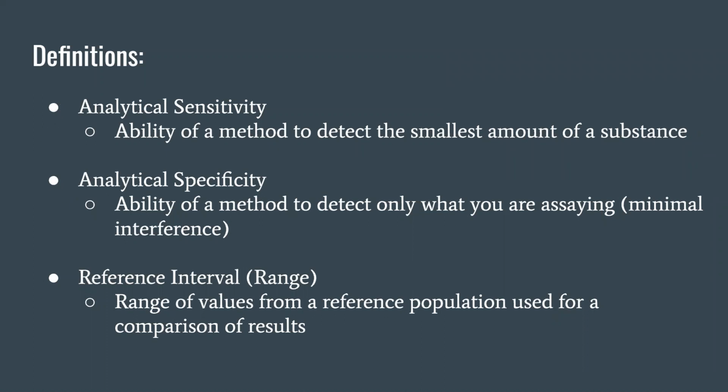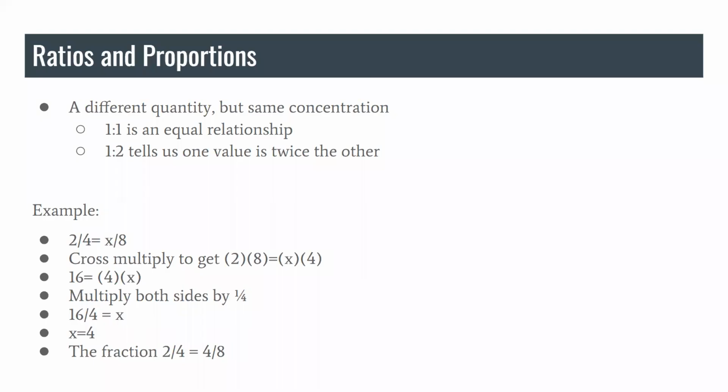Sensitivity is the ability of a method to detect the smallest amount of a substance. And specificity is the ability of a method to detect only what you're assaying so that there's minimal interference. A reference range or a reference interval are the values from a reference population used for comparison of results. It's where we get the normal range.